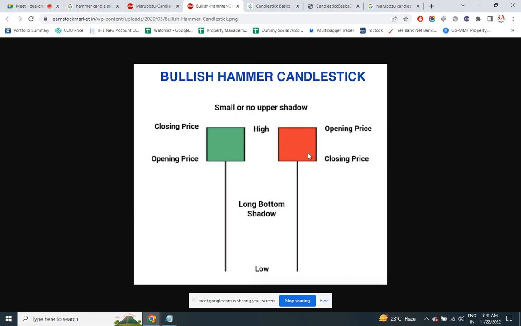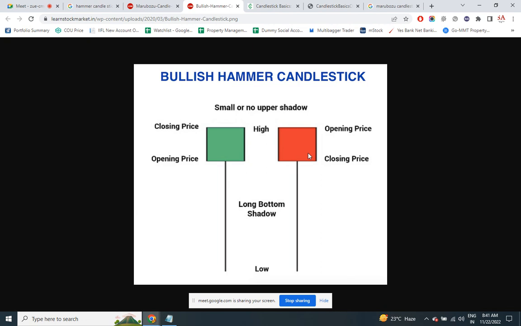There may be some stocks wherein you will not find a body at all. It will be like a plus sign. So cross or plus, these kinds of patterns are called doji patterns. What do they signify? That also we'll understand.